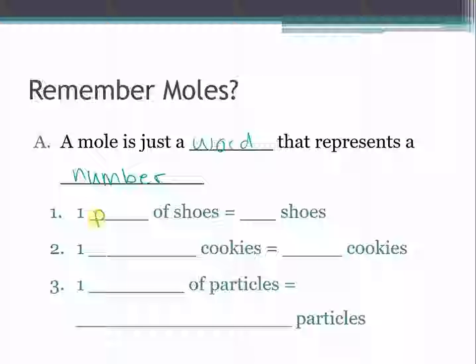For example, a pair of shoes is 2 shoes. So the word pair just means 2. Or if you have 1 dozen cookies, that's the same as having 12 cookies. So the word dozen just means 12. You can use them interchangeably. Just like those, if you have 1 mole of particles, it means you have 6.02 times 10 to the 23rd particles. You can use those two interchangeably, mole or 6.02 times 10 to the 23rd. And remember, this number represents Avogadro's number.